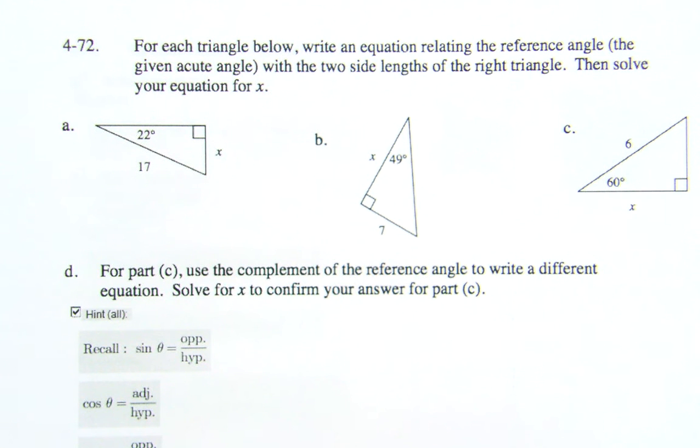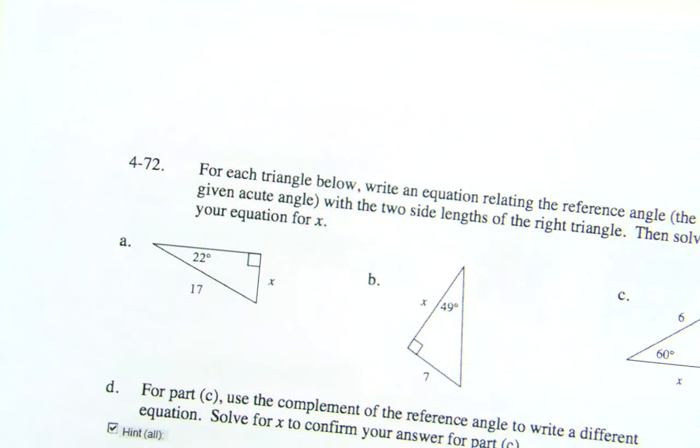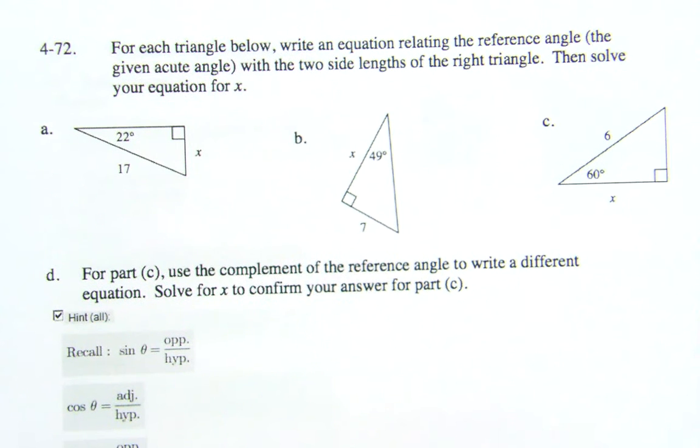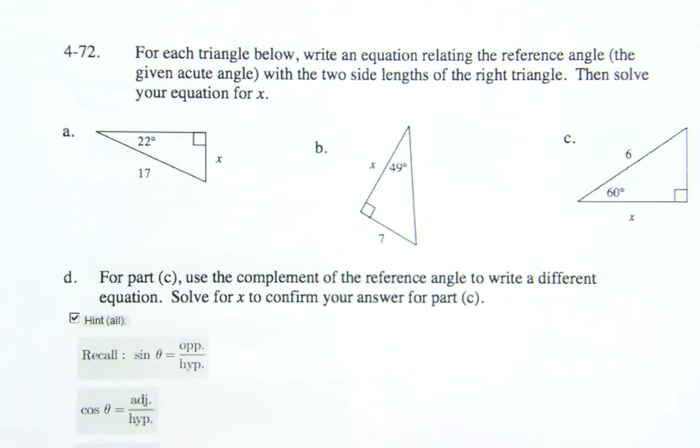Okay, so today we're going to do Chapter 4, Section 2.3. We're going to do 72 all the way through 77, it looks like.